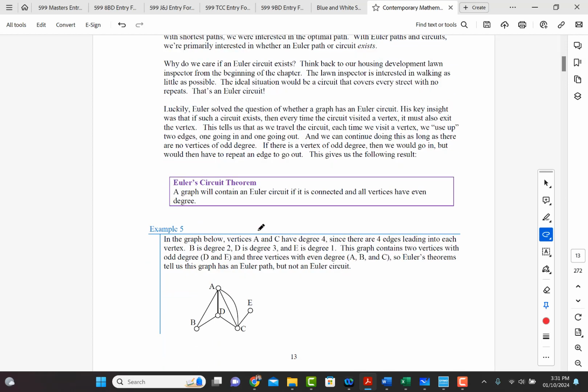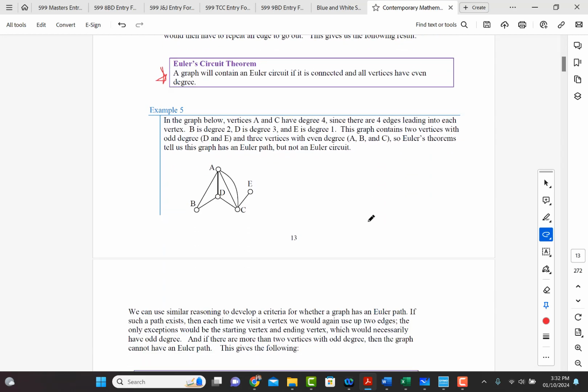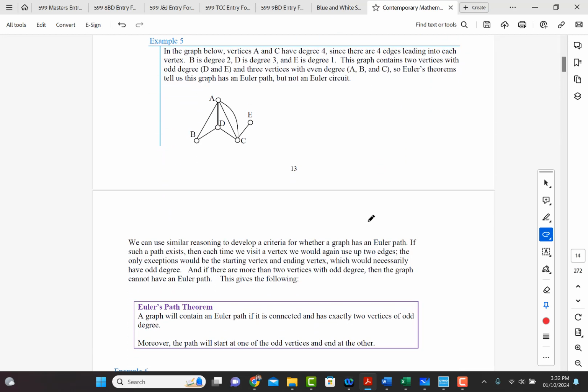Euler's circuit theorem. It states a graph will contain an Euler circuit if it is connected and all vertices have even degree. Okay, so let's repeat that. Euler's circuit theorem says a graph will contain an Euler circuit if it is connected and all vertices have an even degree. So that's how we know whether one exists or not.